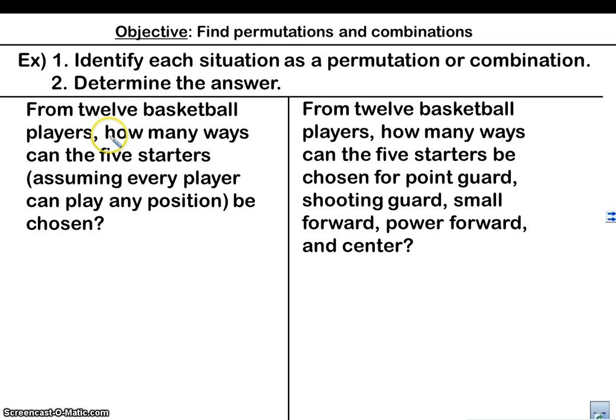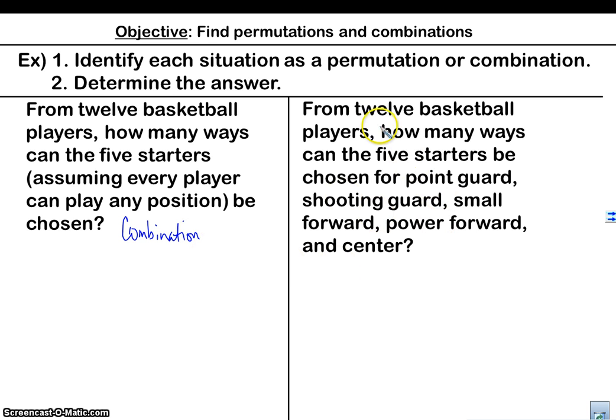So we're going to identify the situation as a permutation or combination. From 12 basketball players, how many ways can the 5 starters be chosen, assuming every player can play any position, so they all play the same position? So really it doesn't matter in what way I pick the 5 guys, they're going to play any position. So 5 guys picked in any order doesn't matter. This is a combination, right? It doesn't matter what order I put them in.